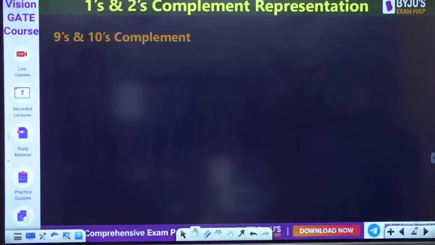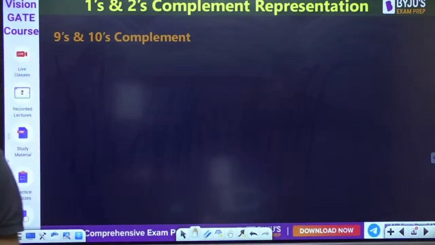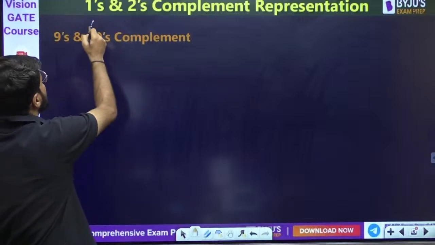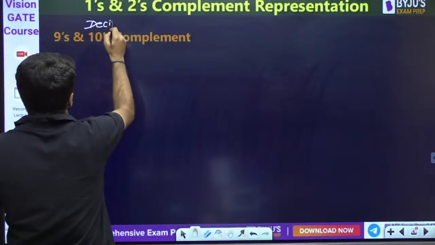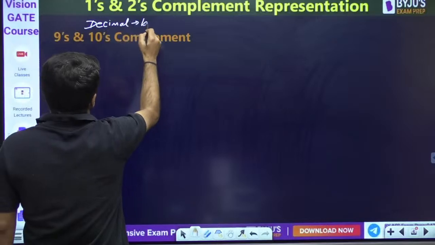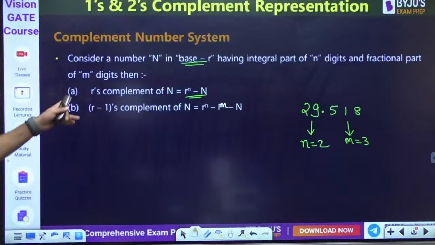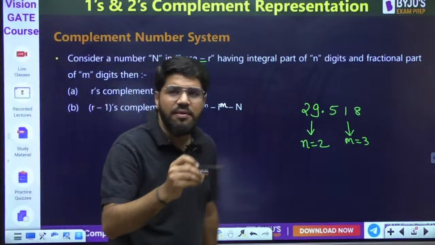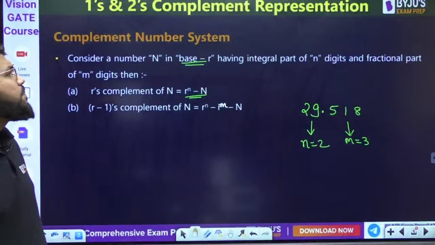Now suppose it is the 9's and 10's complement. I'm talking about decimal now. First let's start with decimal and then quickly jump to binary. Decimal has base 10, so we will have the 10's and 9's complement, the R's and R minus 1's complement, where you will substitute R equal to 10 and the given number. But what is a simple way of doing it?